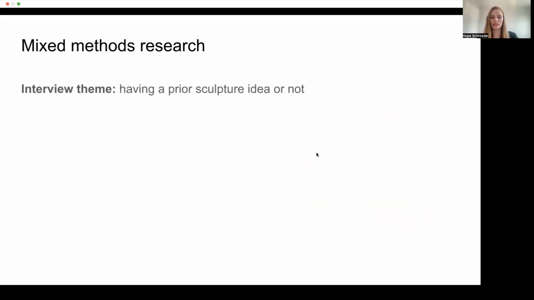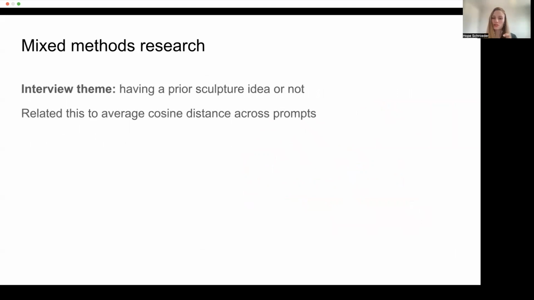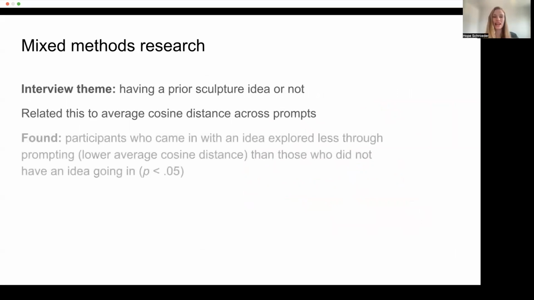But another thing that came out of the interviews as a theme was that some people had a sculpture idea going into the exercise where they visualized their ideas and some didn't. We were able to relate this to the average cosine distance that people had across their prompts. And what we found was that participants who came in with an idea explored less through their prompting journey. So they had lower average cosine distance across their 3 prompts than those who did not have an idea going in. So this interview theme became something we measured that emerged from interviews.